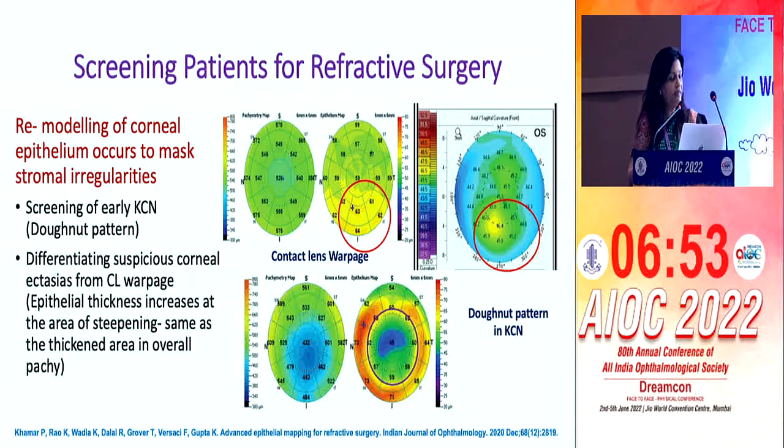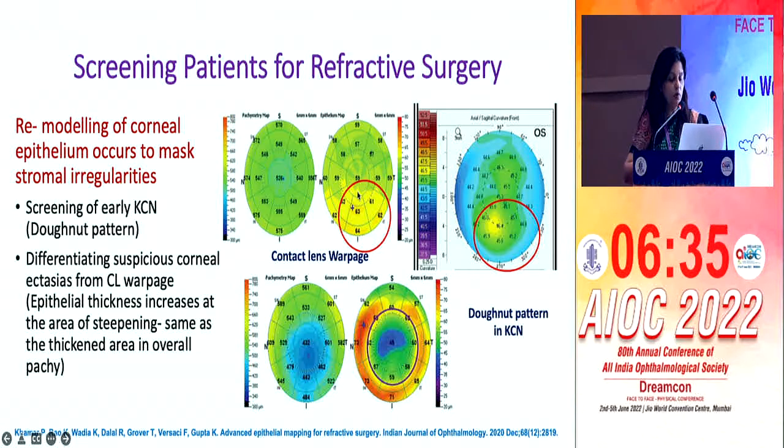Now, it is important for screening of the patients of refractive surgery because remodeling of the corneal epithelium occurs to mask the stromal irregularities. So screening of the early keratoconus is very important, which will show like a donut pattern, which is seen here. And it can differentiate suspicious corneal ectasias from contact lens warpage.